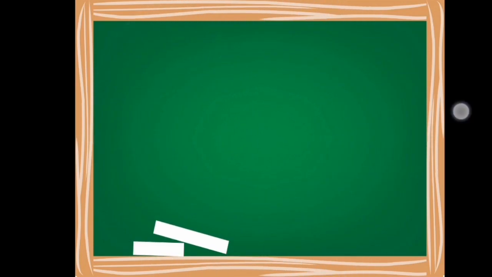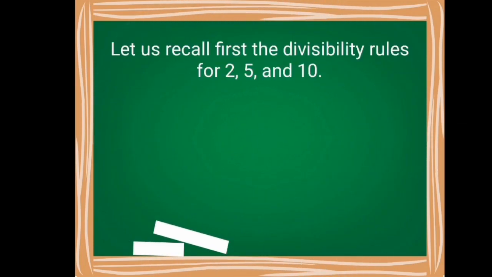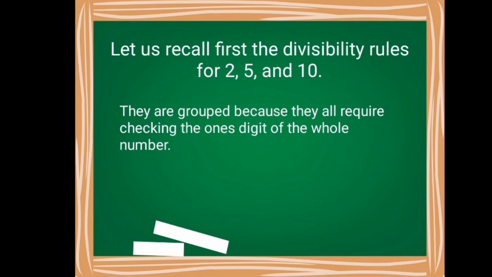Now, let us review the divisibility rules for 2, 5, 3, 6, 9, and 10. Let us recall first the divisibility rules for 2, 5, and 10. They are grouped because they all require checking the ones digit of the whole number. So, magkakasama po yan kasi chine-check kung yan ba ay divisible sa pamamagitan lang ng pagtingin ng kanilang ones.